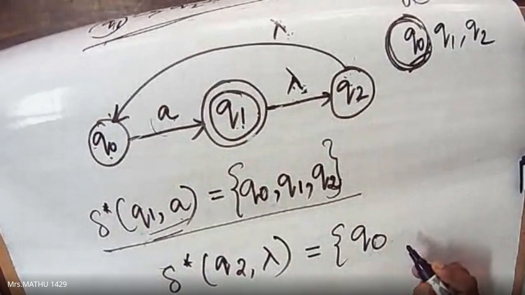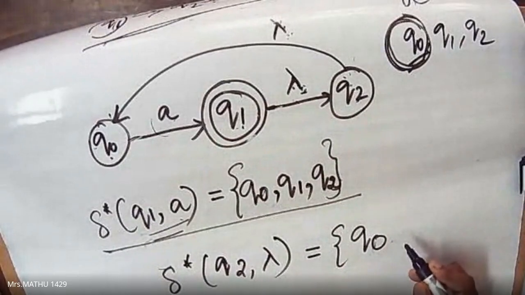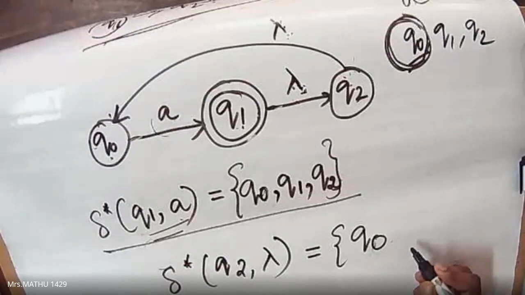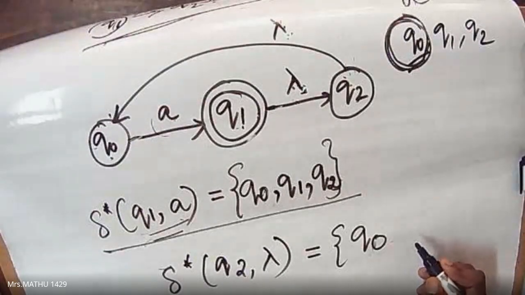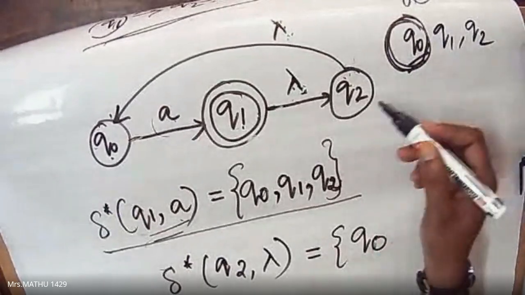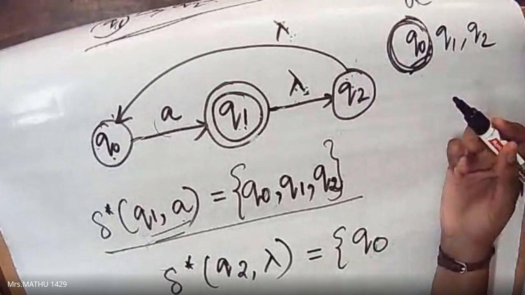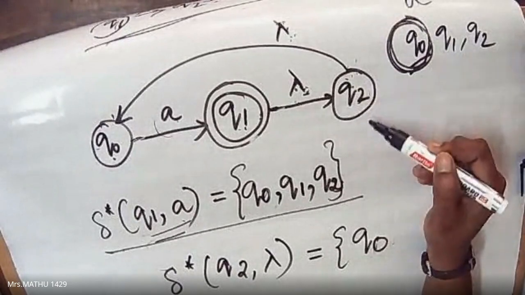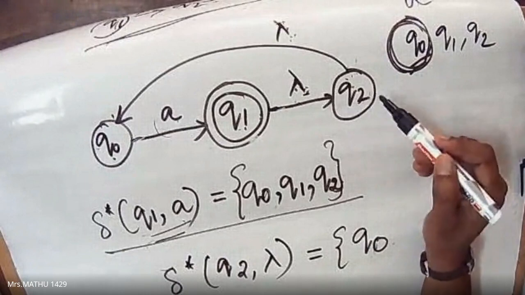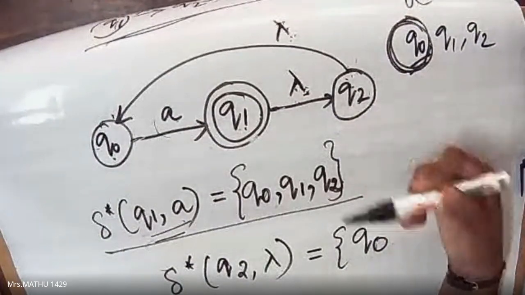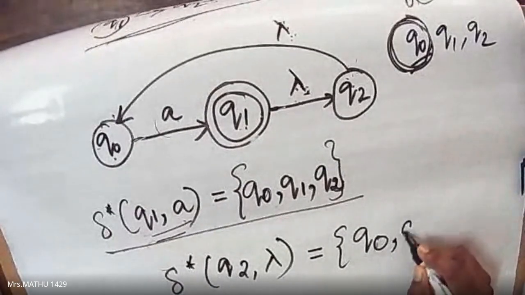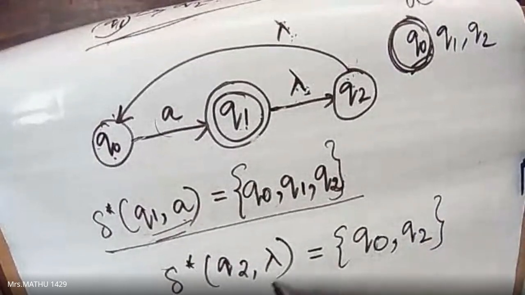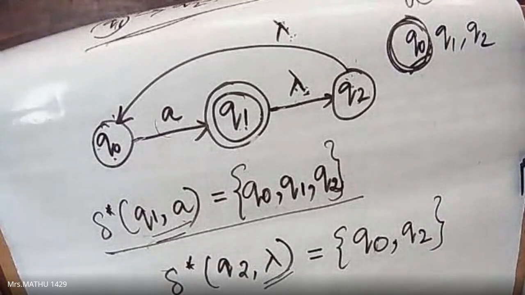Also, in these empty transitions, without making any move or reading any input symbol, it can reach its own state again. So it is possible to reach its own state itself, which means Q2 will also be included in the case when you are reading lambda.